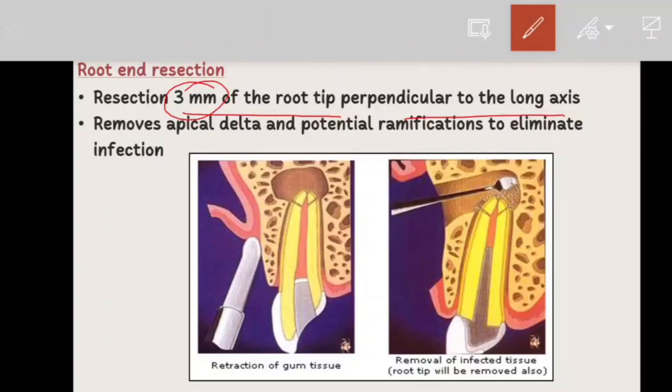The left image shows the gum retracted and the root visible. The right image shows the root tip cut and removed. Here you see the root tip is cut and removed. The procedure is exposing, cutting 3 mm and then removing the infected tip.